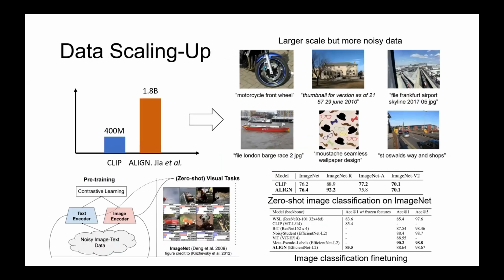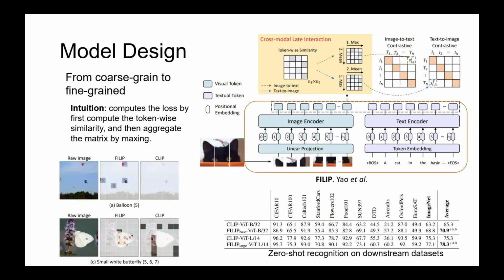So the first is data scaling up. As we know, the CLIP model already uses a lot of data. It has 400 million data, but Google further scaled up to 1.8 billion image-text pairs, which is proposed in ALIGN. And based on this even noisy web data, the model can learn even better representations to achieve even better zero-shot image recognition. Of course, after fine-tuning, the model is also better than the CLIP pre-trained model.